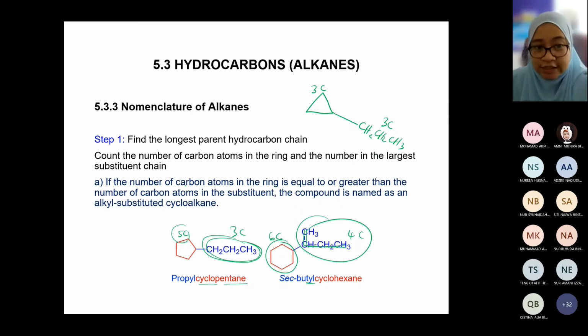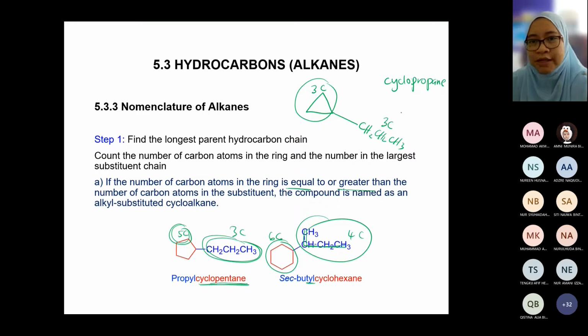So that's why dia cakap dekat sini, if the number of carbon atoms in the ring is equal or greater. This one greater lah. Of course, kita akan choose the cyclo as the parent. But if you have the same carbon for open and cyclic form, you would still go for the cyclic. Cyclic will become the parent. Okay, alright. So it will be named as cyclo. Dia ada berapa carbon? Cyclopropane. Okay, do not forget the cyclo, okay, guys. If you are without the cyclo, it will become propane. So it's totally different from cyclo.